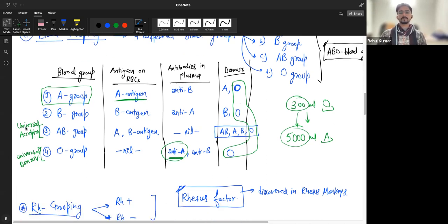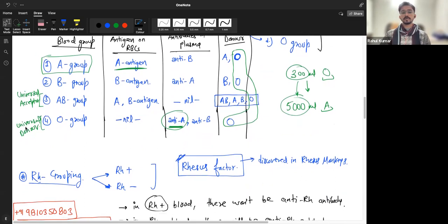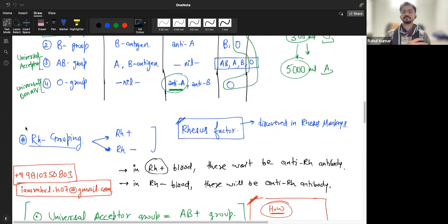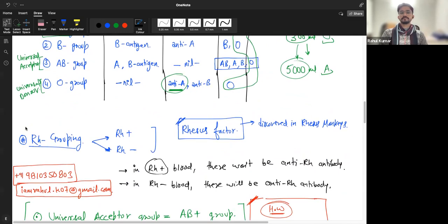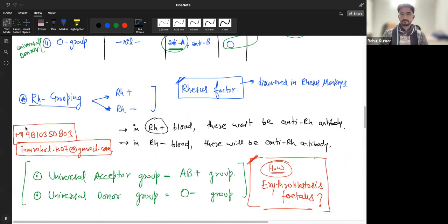Then we talked about RH group, right? RH stands for rhesus factor. That is another antigen on the surface of RBCs. It was first figured out in rhesus monkeys. So it is 2 types, RH positive and RH negative. In RH positive blood, there won't be anti-RH antibody, but in RH negative blood, there will be anti-RH antibody because the RH antigen is absent.